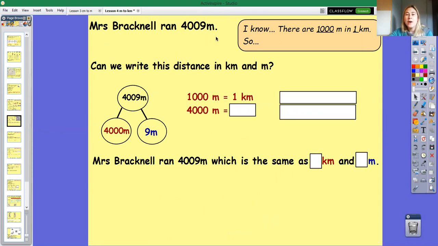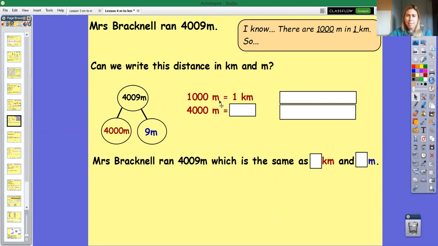Now let's look at Mrs. Bracknell's distance. Let's think about writing this one, separating it out into the kilometres and the metres, okay? You might want to pause the video and have a go at this now. So let's separate it out first, let's partition it. So I know that 4,009 metres is the same as 4,000 metres and 9 metres.